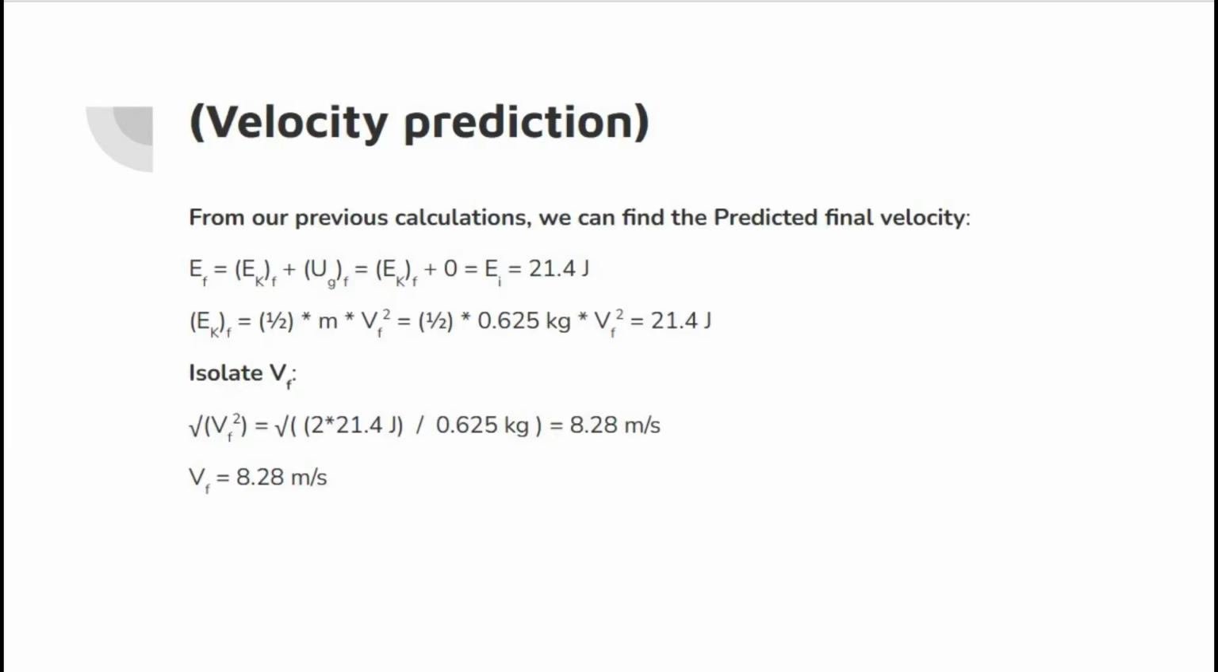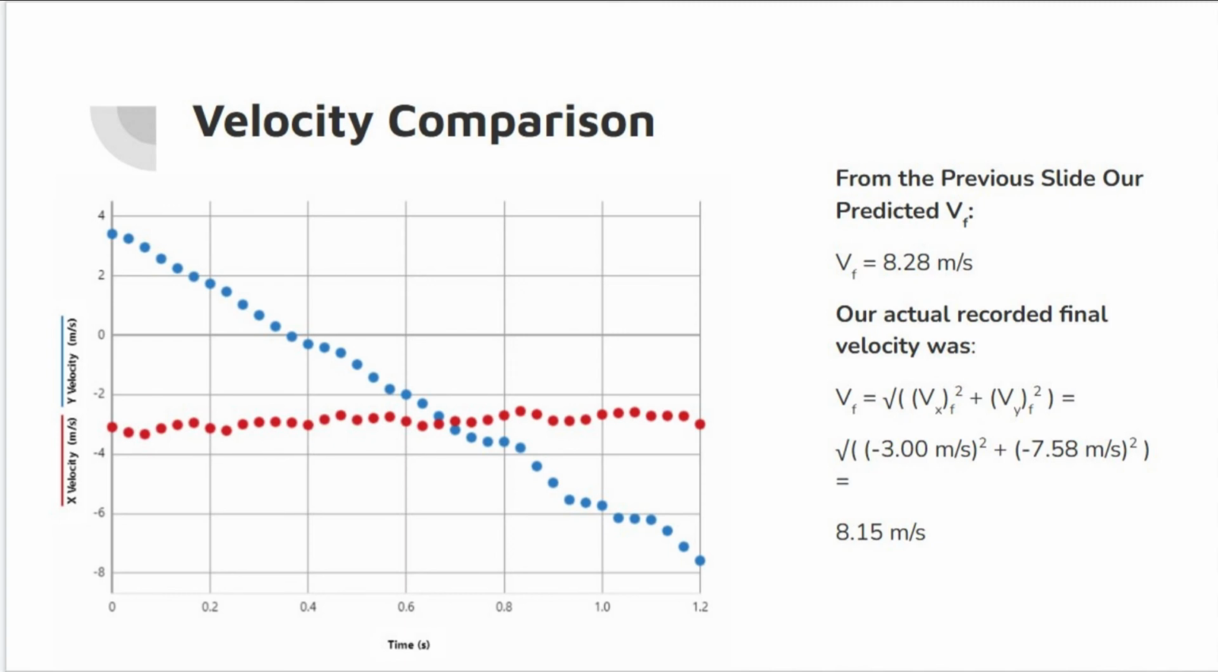Using the predicted final kinetic energy and its formula of 1/2 times mass times velocity squared, we were able to isolate the predicted final velocity, giving us a value of 8.28 meters per second. Our final velocity is 8.15 meters per second, which was found via the square root of the sum of the squares of its recorded x and y components.